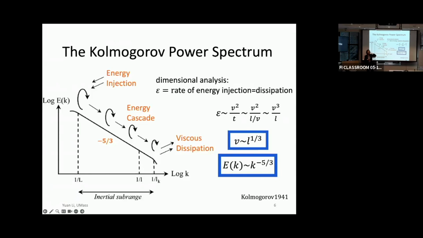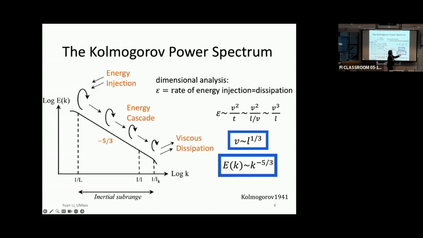And we can easily derive this using energy conservation and dimensional analysis. And so the relation between E(k) and k is directly related to the relation between velocity and size, because kinetic energy is velocity squared, and k is 1/L.